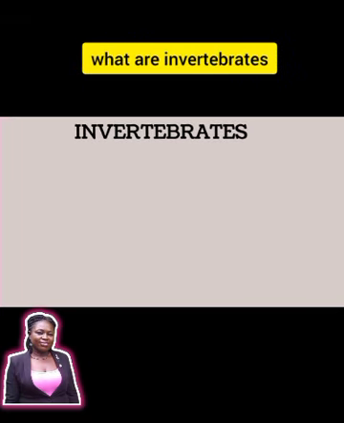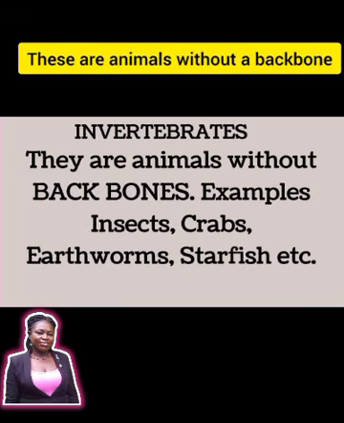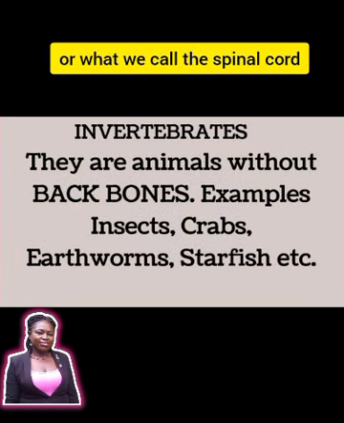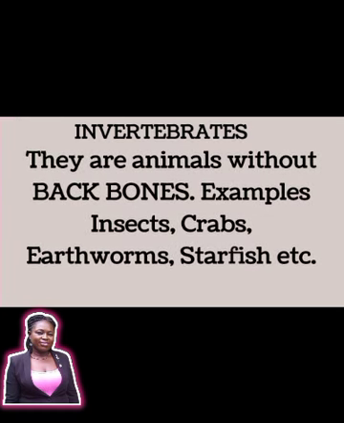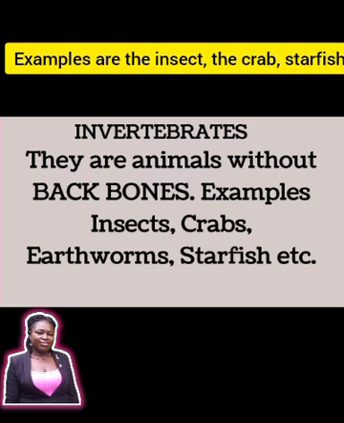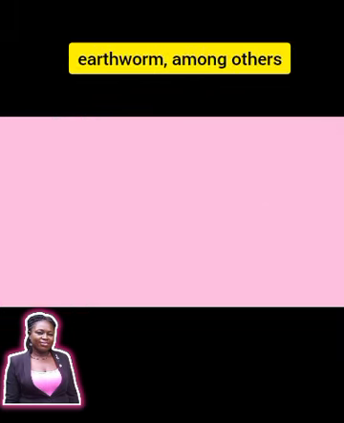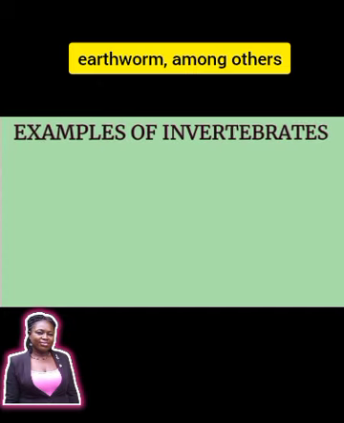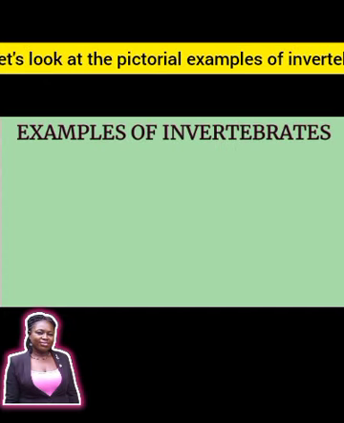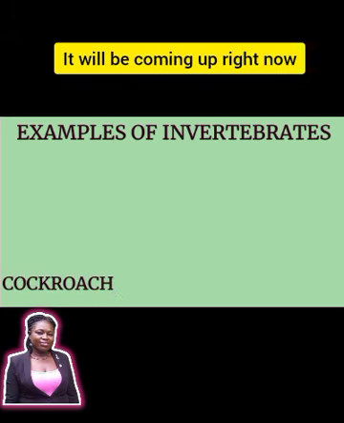Now, let's look at what invertebrates are. These are animals without a backbone, or what we call the spinal cord or vertebral column. Examples are the insect, the crab, starfish, earthworm, among others. So, let's look at the pictorial examples of invertebrates. It will be coming up right now. Cockroach.